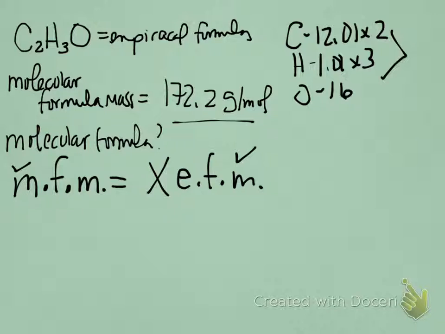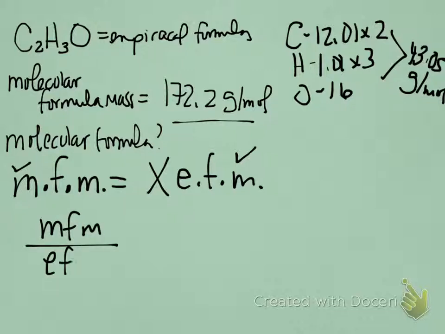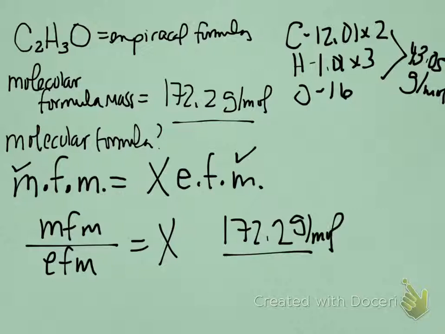No? 43.05? I was going to say, I think you missed a carbon atom. 43.05 grams per mole. Well, we know that whatever the molecular formula mass is, divided by the empirical formula mass, that will give us our multiplier. So, 172.2 grams per mole divided by 43.05 grams per mole equals X.